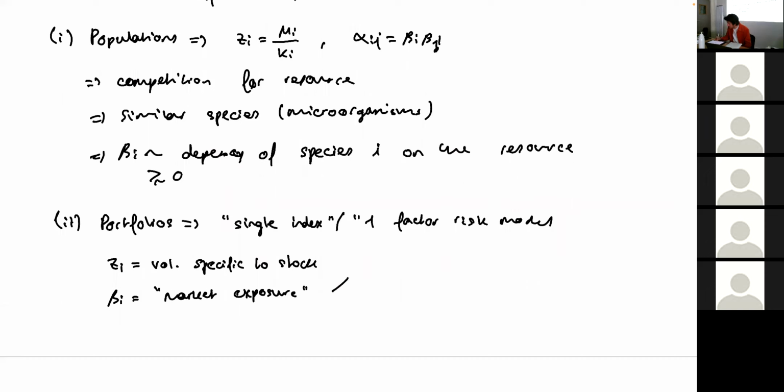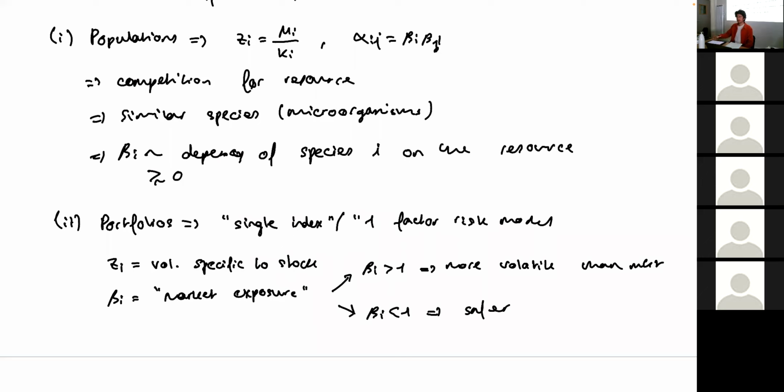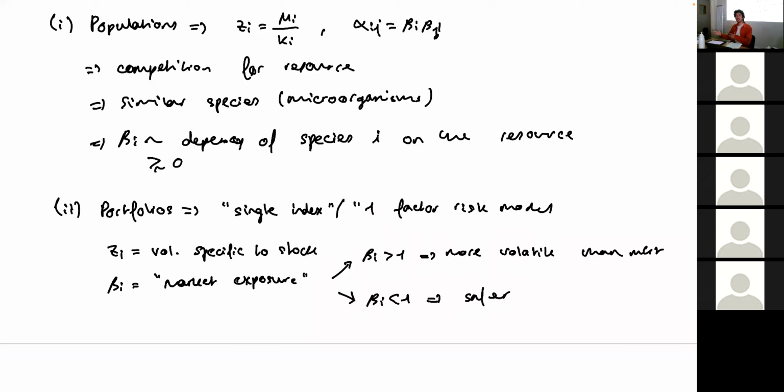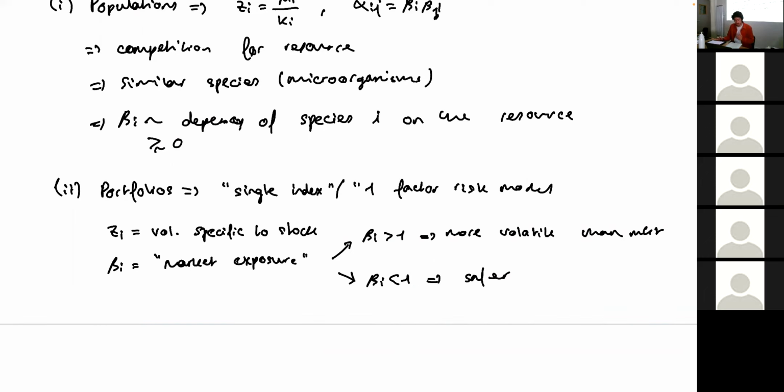Okay, so in that case, beta i greater than 1, so 1 is going to be the baseline. So you're basically as volatile as the market. Beta greater than 1 is going to mean more volatile than the market. And conversely, if your beta i is smaller than 1, then you're safer. Okay, so kind of the same spirit, dependency on the resource or vulnerability to the market. The lower, the safer in a sense. Okay, and once again, you expect this to be greater than 0 in most cases, unless you're completely negatively correlated to the market, which is quite unlikely.